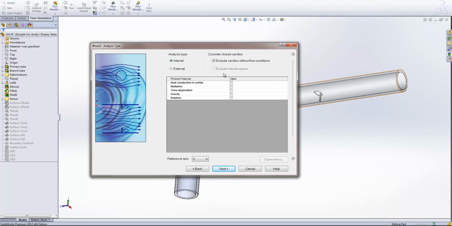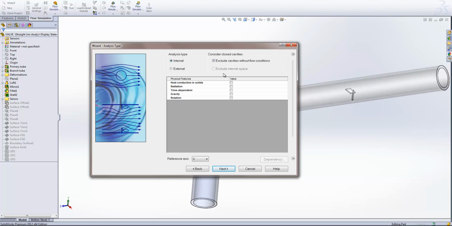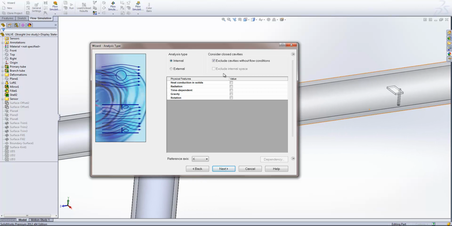Next, we select how we're going to consider our flow cavities. So for example, if the sensor that we've got in there was hollow, we would have a cavity inside, and we might not have flow conditions.